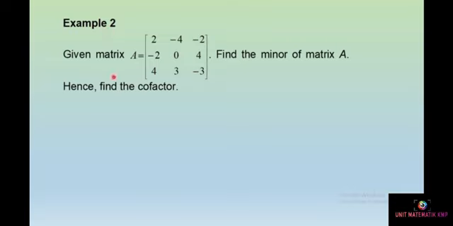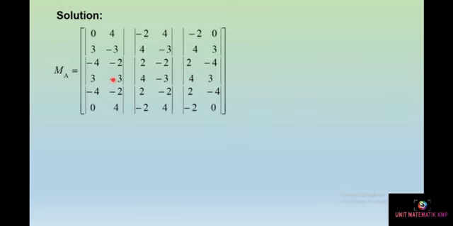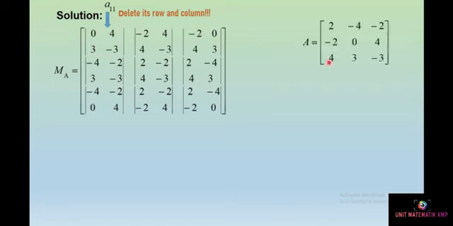Example 2. Given matrix A, find the minor of matrix A and find the cofactor. Here is the minor of matrix A, but how to get this form? Remember, the minor is the determinant of the matrix obtained by deleting its row and column. Look at the element of row 1, column 1. To find its minor, delete its row and column. Refer to matrix A. Then for the minor of the element in row 1, column 1, we delete its row and column, then write the resulting determinant.